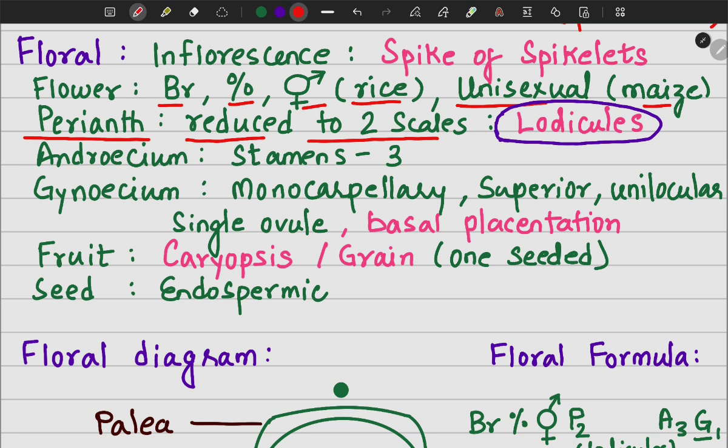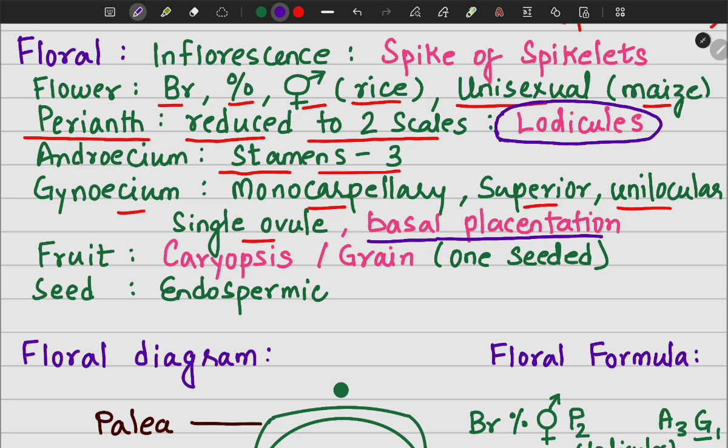If we talk about stamens, if we talk about androecium, the stamens will be three. In gynoecium, it will be monocarpellary, superior ovary, unilocular with single ovule, and the type of placentation seen here is the basal placentation.